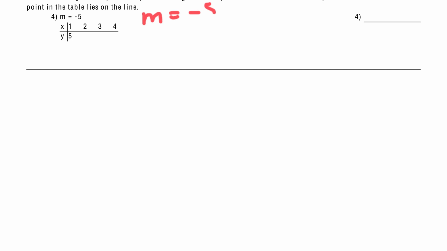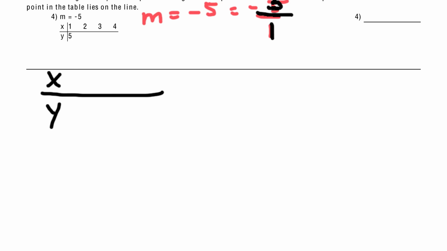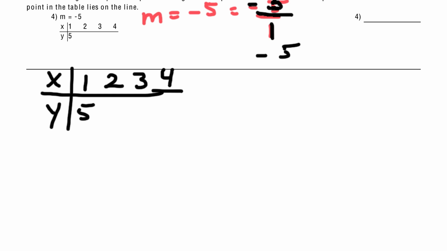m equals negative 5. So we'll put negative 5 over 1. That's supposed to be a 5. Negative 5 over 1. Okay, so now I think I'm going to rewrite the thing so it's nice and big, like my stylus. 1, 2, 3, 4. And then underneath we've got 5 here. Okay, so our slope is negative 5 over 1.